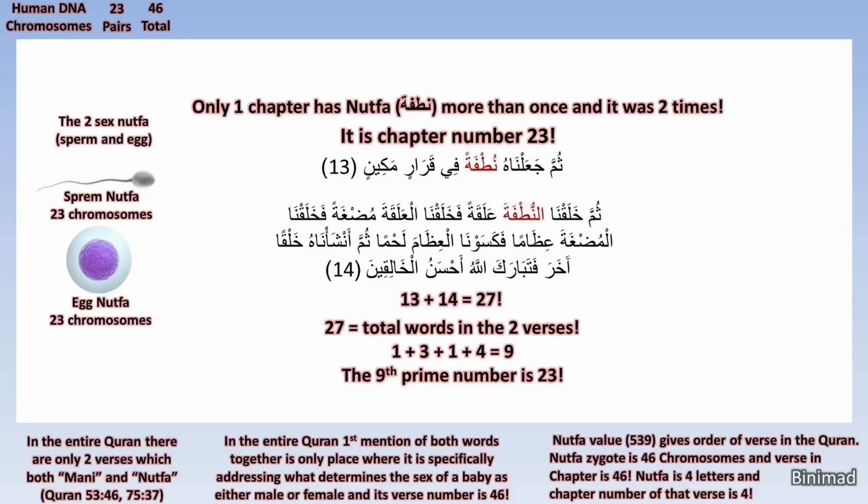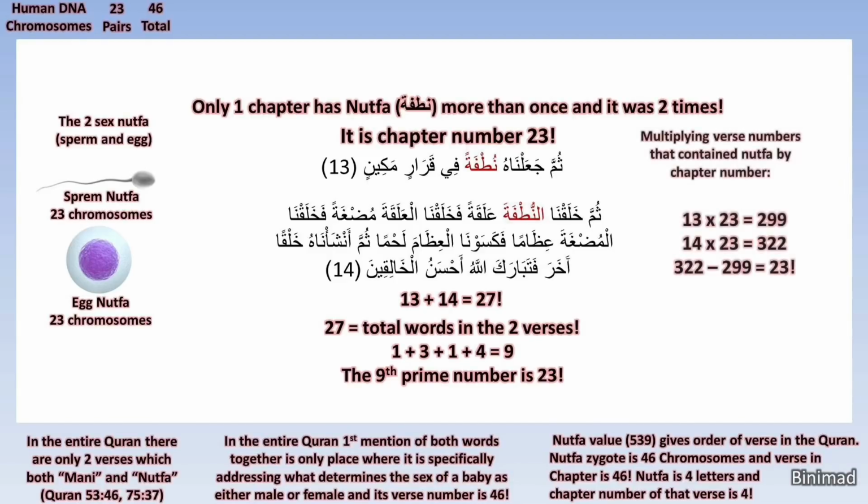Furthermore, I multiplied the chapter number, i.e. 23, by both verse numbers. 23 times 13 equals 299, and 23 times 14 equals 322. The difference between them is 23, which again is the number of human DNA chromosome pairs. This again is truly amazing, but again, it's endless.